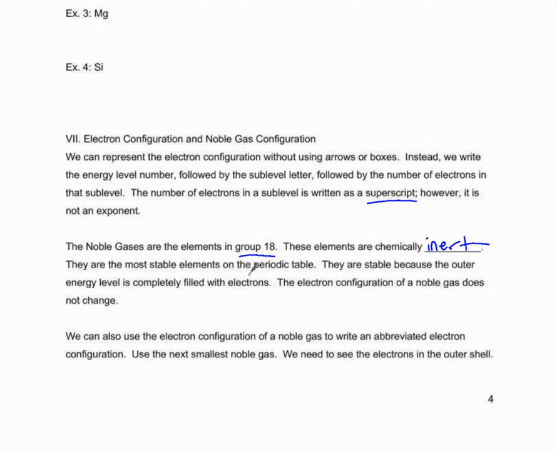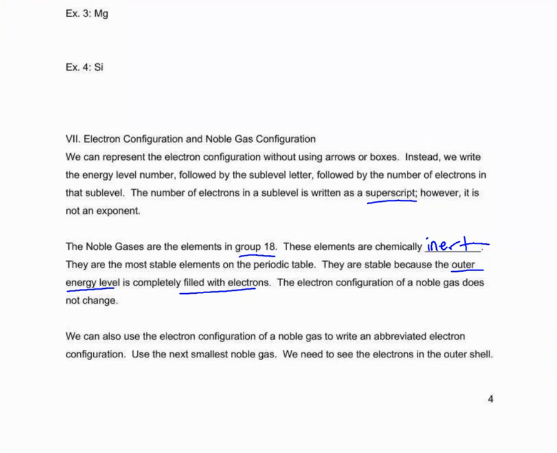Noble gases are the most stable elements on the periodic table, and there's a reason they're stable. It's because the outer energy level is completely filled with electrons. The outer energy level has the necessary amount. It doesn't have any extras that fill up a higher level. It doesn't have holes that need to be filled. It's got everything it needs. So the electron configuration of a noble gas does not change.